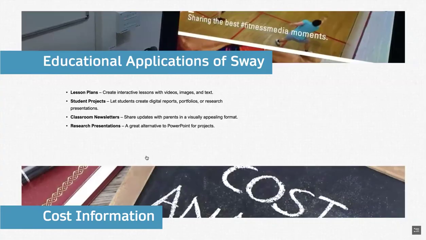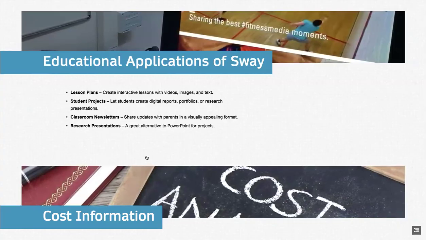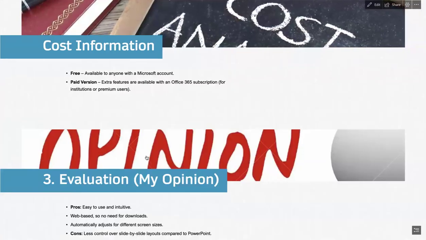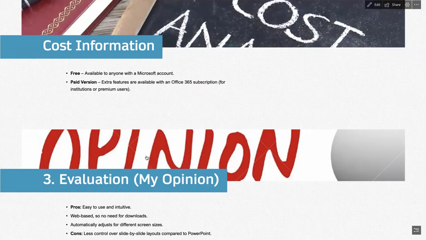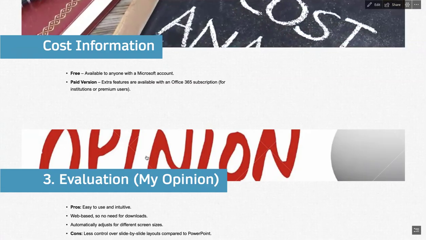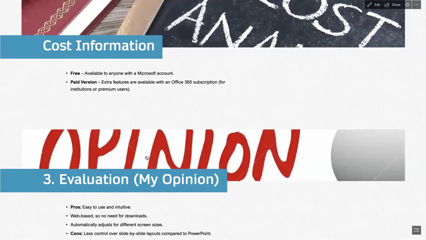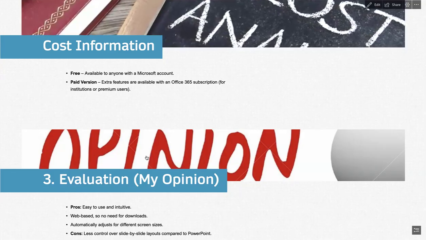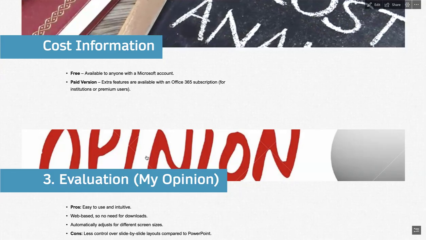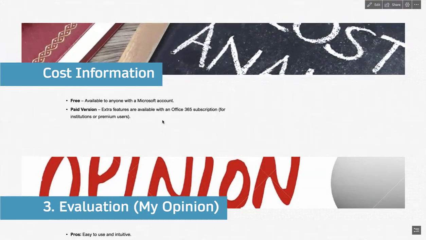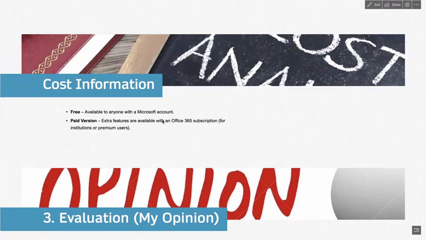And then teachers can also use this for professional development. Teachers can use Sway to document training materials and share best practices. So that's great. As for the cost information, Sway is accessible to everyone, but here is how the pricing would work. The free version is available to anyone with a Microsoft account, offering all essential features. And then an organization with an Office 365 subscription can access additional features with a paid Microsoft Office 365 plan. But anyone can use this and it's accessible for anyone.